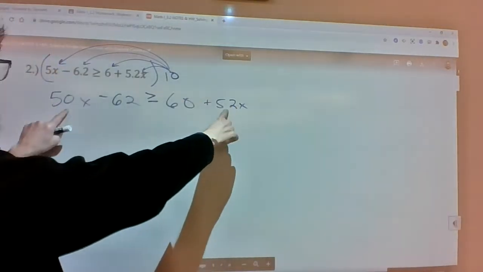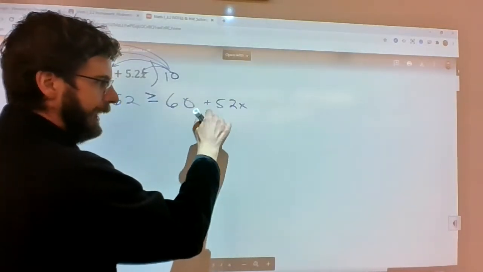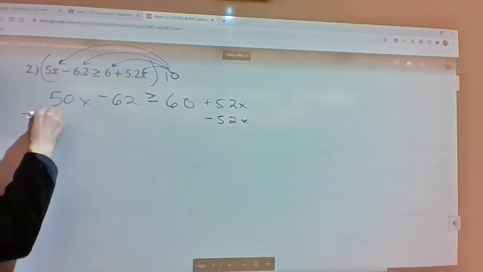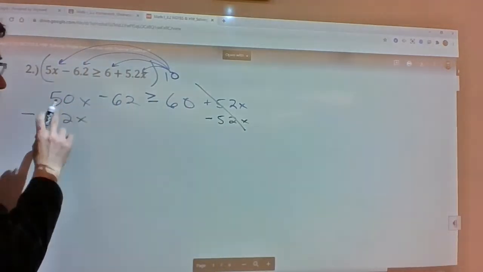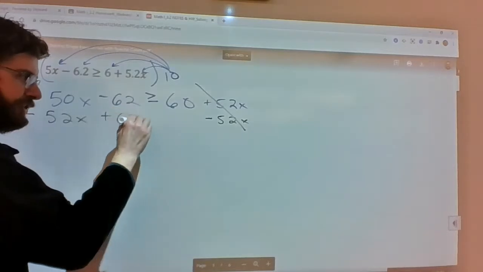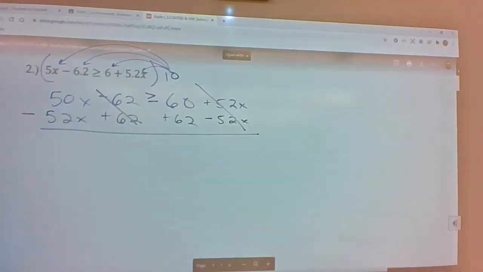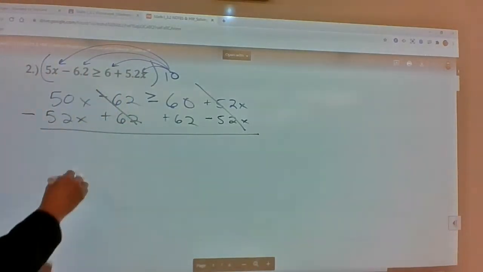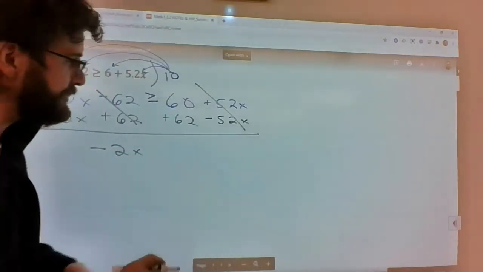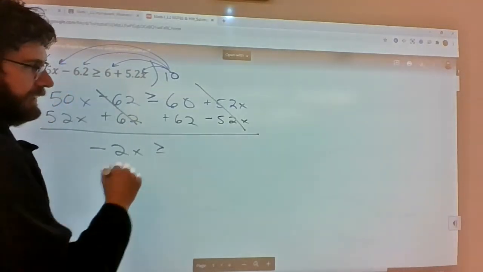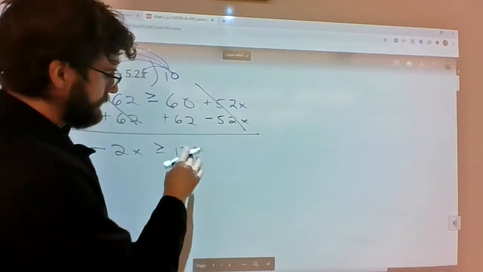Now, I've got like terms that are on opposite sides of the equation. So opposite sides means I'm going to do the opposite sign to move it over. So normally try to get the x's on the left. And if you get the x's on the left, you want to move the constants to the right. So move the opposite sign. All right. 50 minus 52 is negative 2x. I didn't divide by any negatives, so this is still going to be greater than or equal to 60 plus 60 is 120 with the 2 at the end.